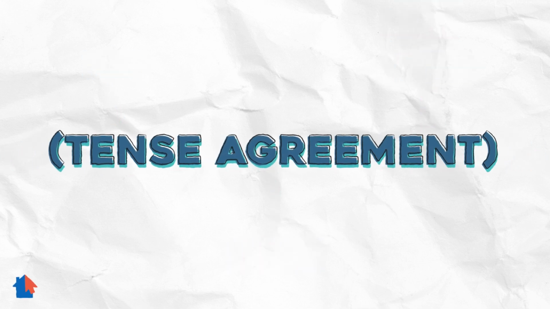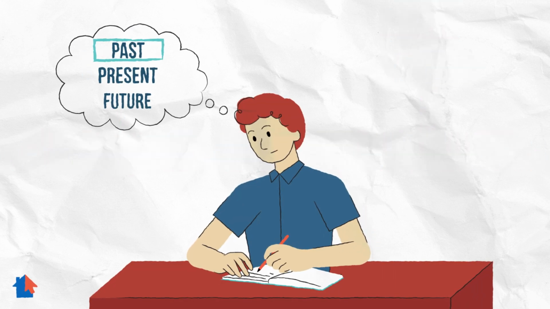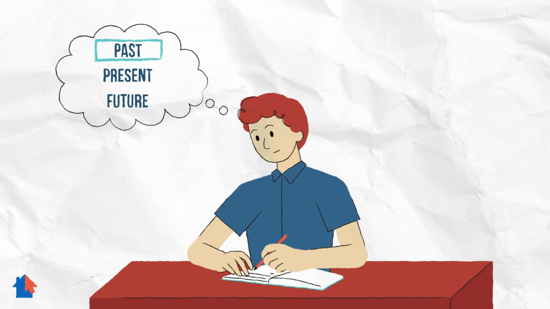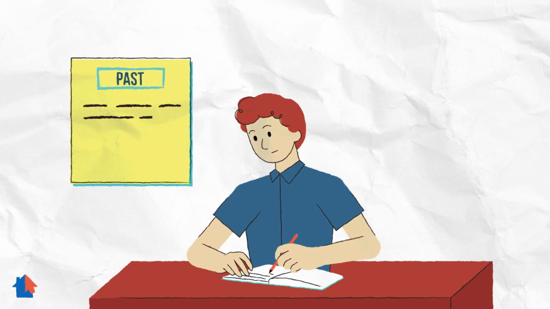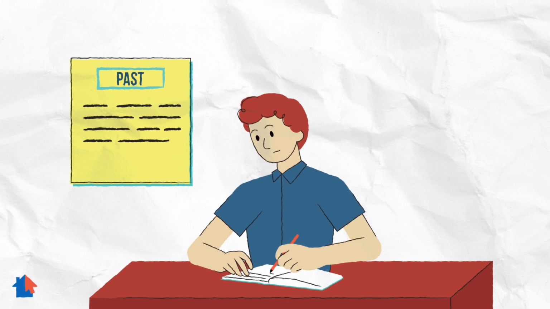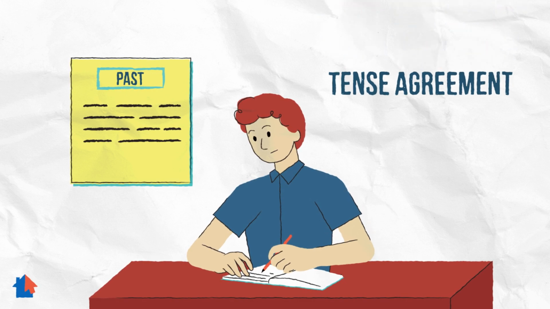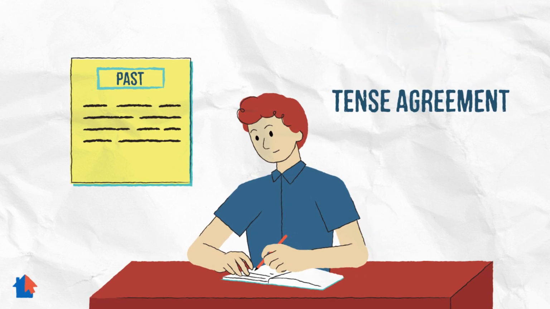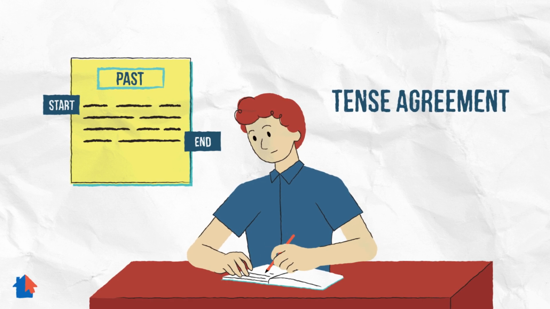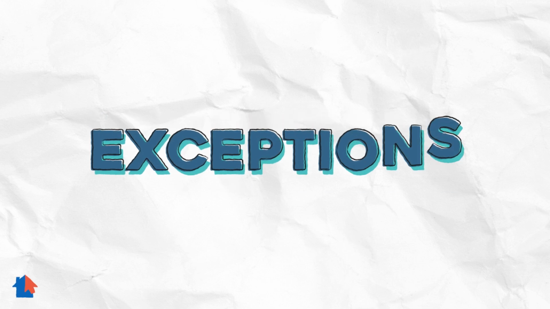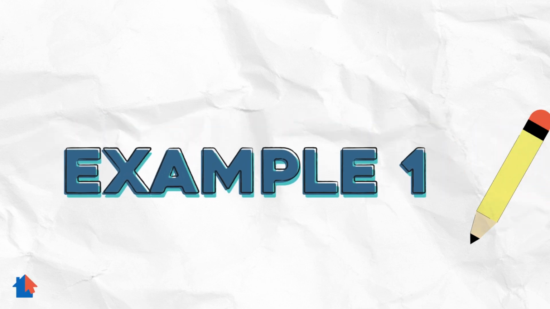Tense agreement. One important rule to keep in mind when writing is to always keep the tense you are using. For instance, if you have decided to use past tense in your writing, make sure to finish it using past tense. This process is called tense agreement. If a sentence starts in the present tense, it is meant to stay in the present tense until the end. But there can be exceptions sometimes. Let's look at some examples.